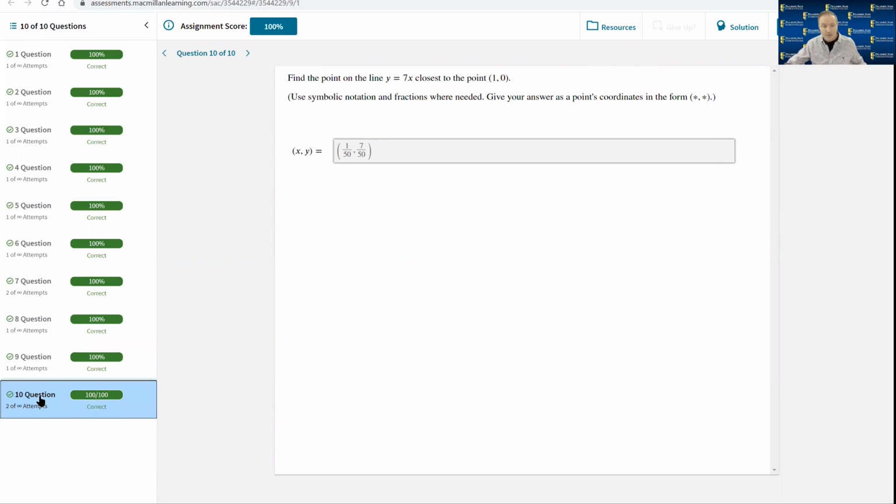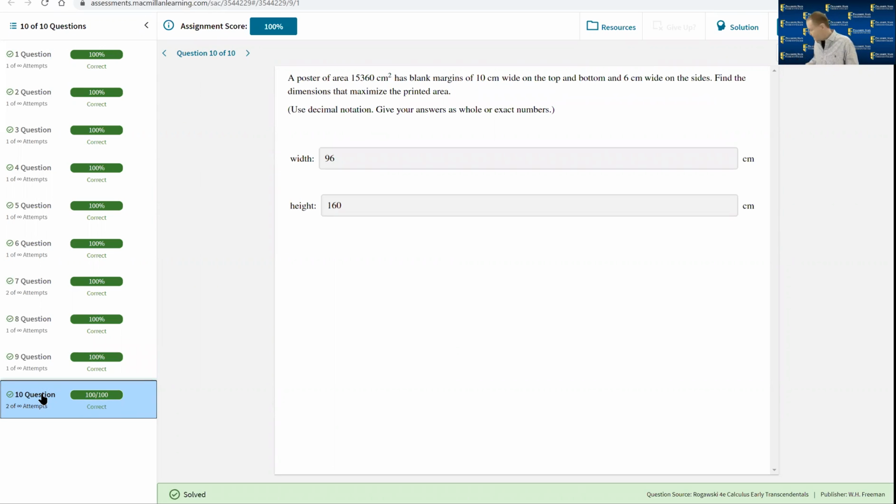The last question here, it's a good one. It says a poster of area 15,360 square centimeters has blank margins of 10 centimeters wide on the top and bottom and 6 centimeters wide on each side. Find the dimensions that maximize the printed area.